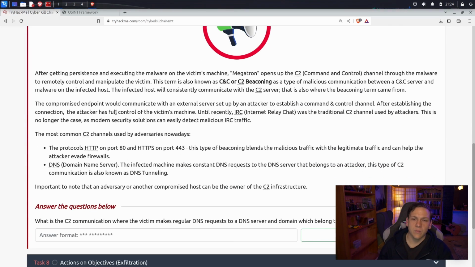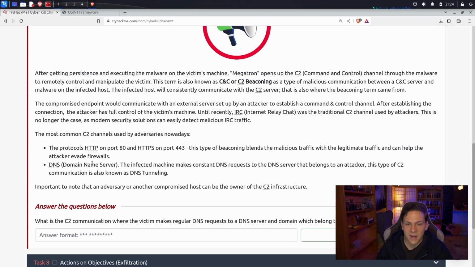The compromised endpoint would communicate with an external server set up by an attacker to establish a command and control channel. After establishing the connection, the attacker has full control of the victim's machine. Until recently, IRC, Internet Relay Chat, was the traditional C2 channel used by attackers. This is no longer the case, as modern security solutions can easily detect malicious IRC traffic. The most common C2 channels used by adversaries nowadays are the protocols HTTP on port 80 and HTTPS on port 443. This type of beaconing blends the malicious traffic with legitimate traffic and can help the attacker evade firewalls.